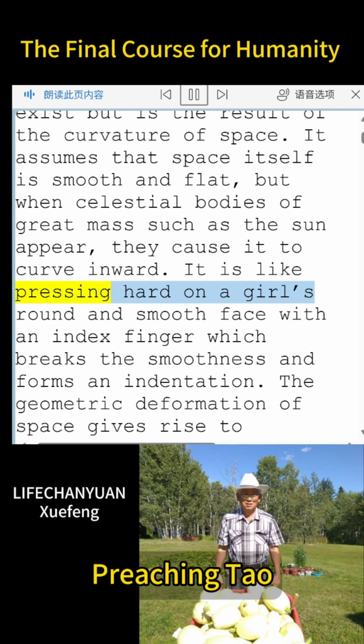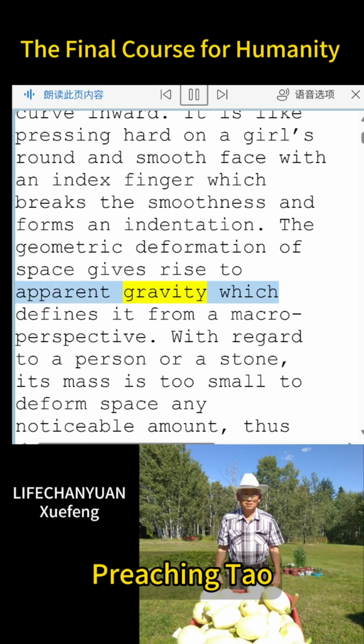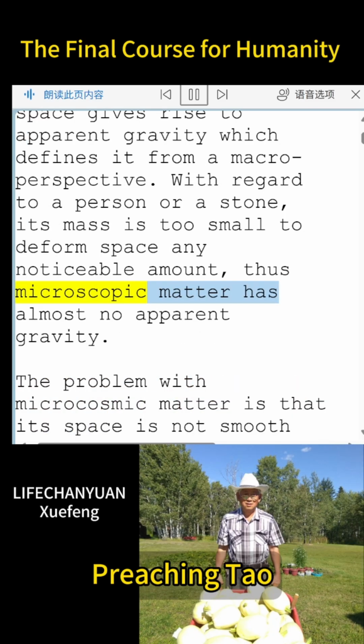It is like pressing hard on a girl's round and smooth face with an index finger, which breaks the smoothness and forms an indentation. The geometric deformation of space gives rise to apparent gravity, which defines it from a macro perspective. With regard to a person or a stone, its mass is too small to deform space any noticeable amount, thus microscopic matter has almost no apparent gravity.